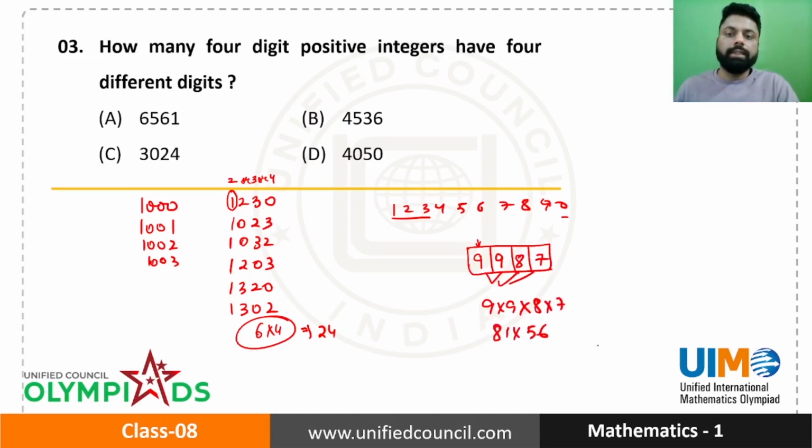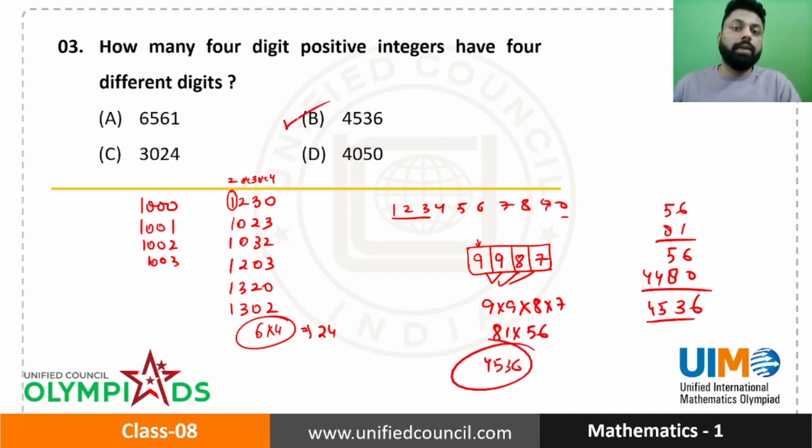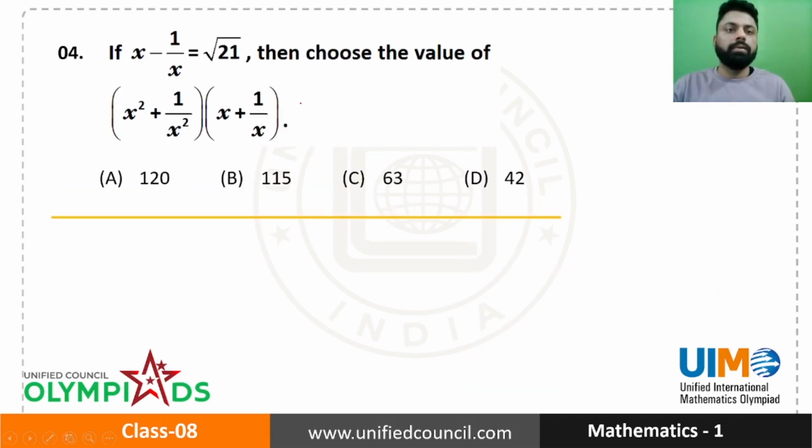81 into 56. So 81, 56, 48, 4, 40, 44, 6, 3, 4, 5, 3, 6. 4536 numbers can be there.